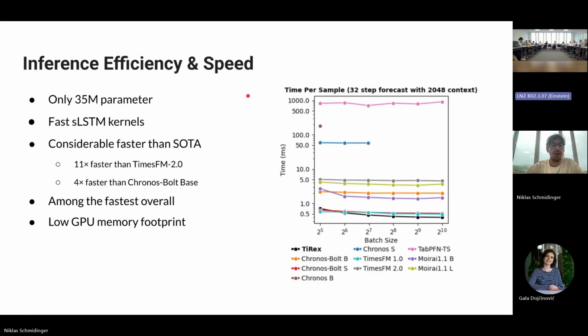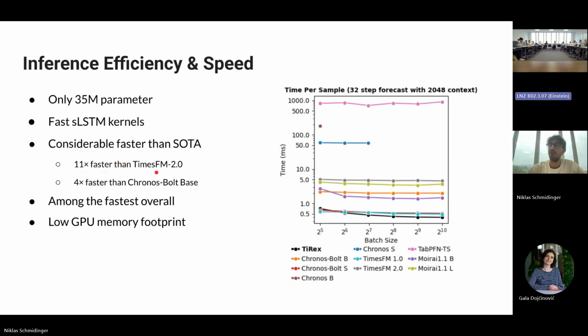Yeah, and inference and speed again. So it's smaller than a transformer, I think like 10 times smaller or something like this. And you can use these fast xLSTM CUDA kernels. This is the one that I talked about before, this FlashRNN paper. So this uses that and gives us something considerably faster than the state of the art.